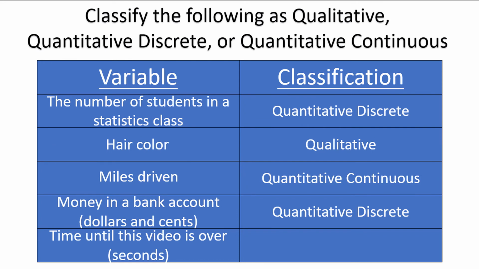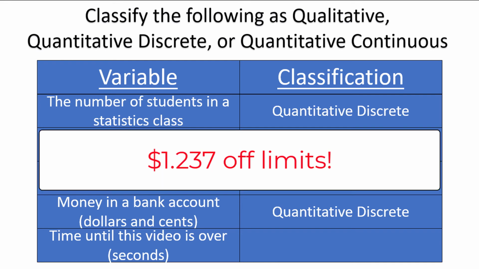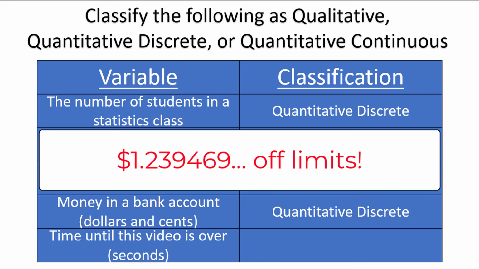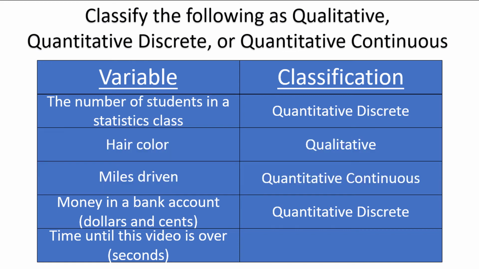They just need to be restricted in some way so we don't have an infinite number of possible numbers between two values. In this case, $1.23 is as far as we can go. You can't have $1.237 or $1.1239469. You get the idea. There is a cutoff at the second decimal, meaning that money is not continuous. It's discrete.